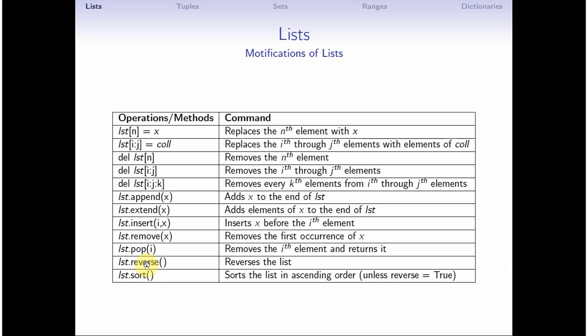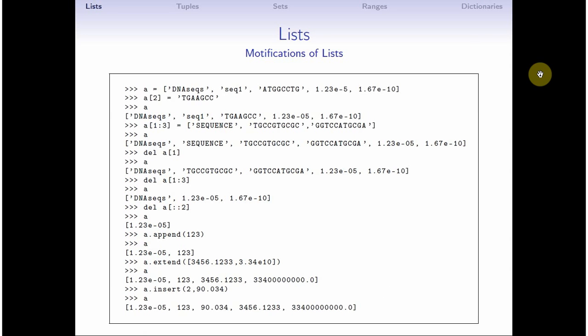If you want to reverse the list, you can use list.reverse. If you want to sort in ascending order, you just use sort. If you want to sort in reverse, descending order, you put reverse equals true. So here are the examples. Just now it was theory based, covering all the different types of methods and operators you can use.